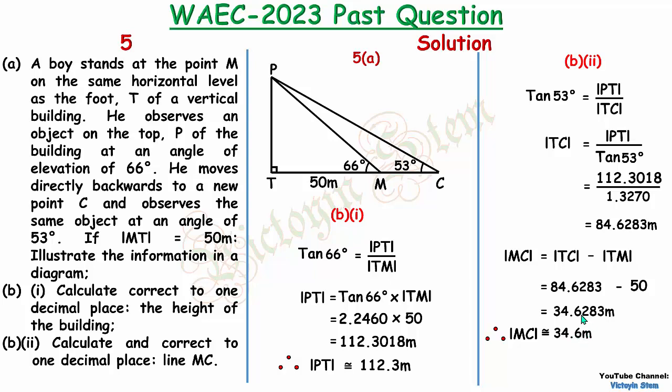Therefore, MC will be approximately equal to 34.6. Of course, the question states that the answer should be to 1 decimal place. If I look at the first digit after the decimal, it's 6. The next digit is 2. 2 is less than 5, so I'll round down. So 2, 8, and 3 become 0, and I will be left with 34.6 meters. That is the solution to question 5 of the West African Examination Council 2023 Mathematics.